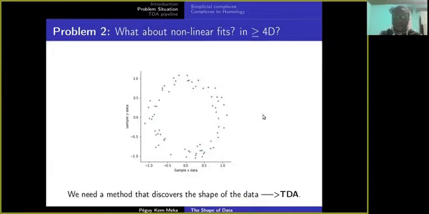What if my data are no longer linear? For example, this one on this figure. You can see that linear regression can no longer be effective for this kind of data. And it is even harder when I am in high dimensions, let's say dimension greater than 4. Therefore, we need a method that helps us to discover the shape of my data. This is when topological data analysis comes into play.